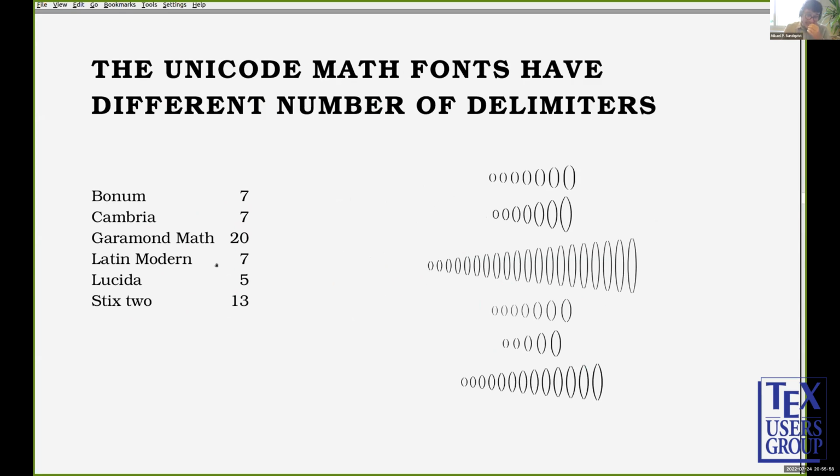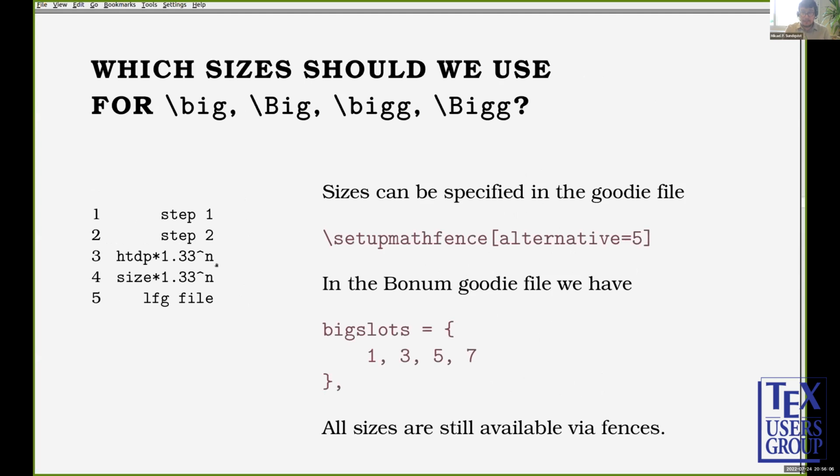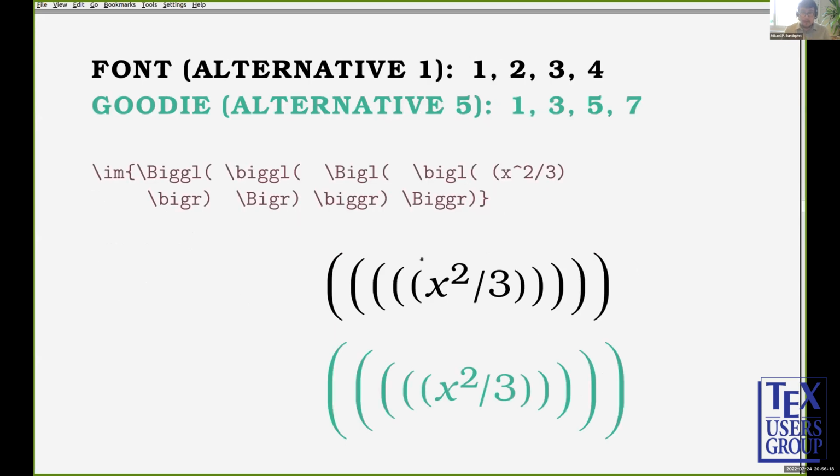The parentheses, let me not get stuck here, but the OpenType fonts, they have many different sizes, and it's not really clear which sizes you should get if you use the big ones. So we can set them to choose explicitly in the Goody file, so to say. So we see that when we set it, they grow a bit more, which I think is a good thing.